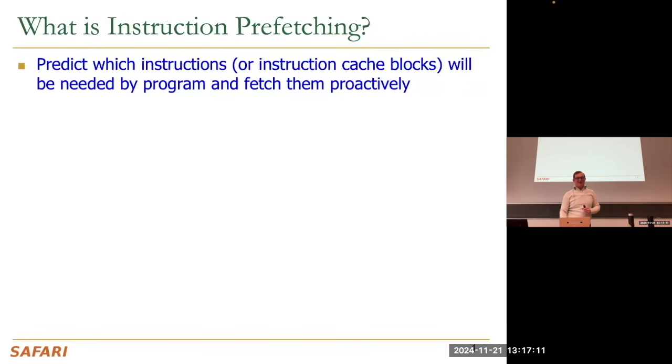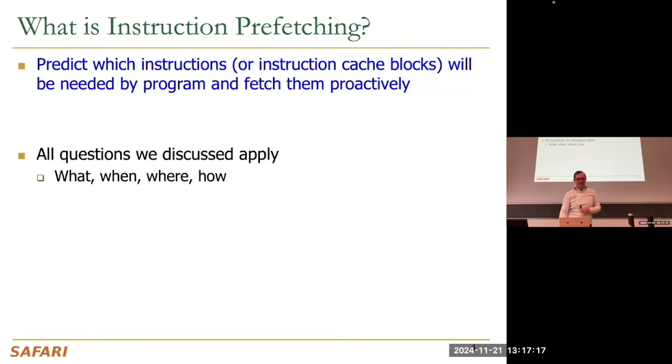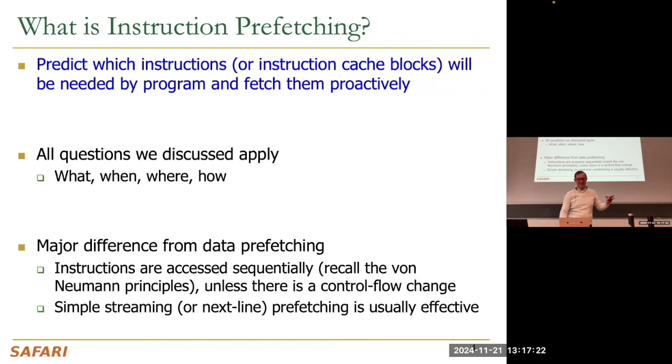But essentially, the key idea of instruction prefetching is very simple. You predict which instructions will be needed by the program and fetch them proactively, as opposed to data. And all of the questions we discussed apply. All of the techniques we discussed apply. The major difference from data prefetching is instructions are really accessed sequentially, whereas data, not always the case. In fact, not usually the case.